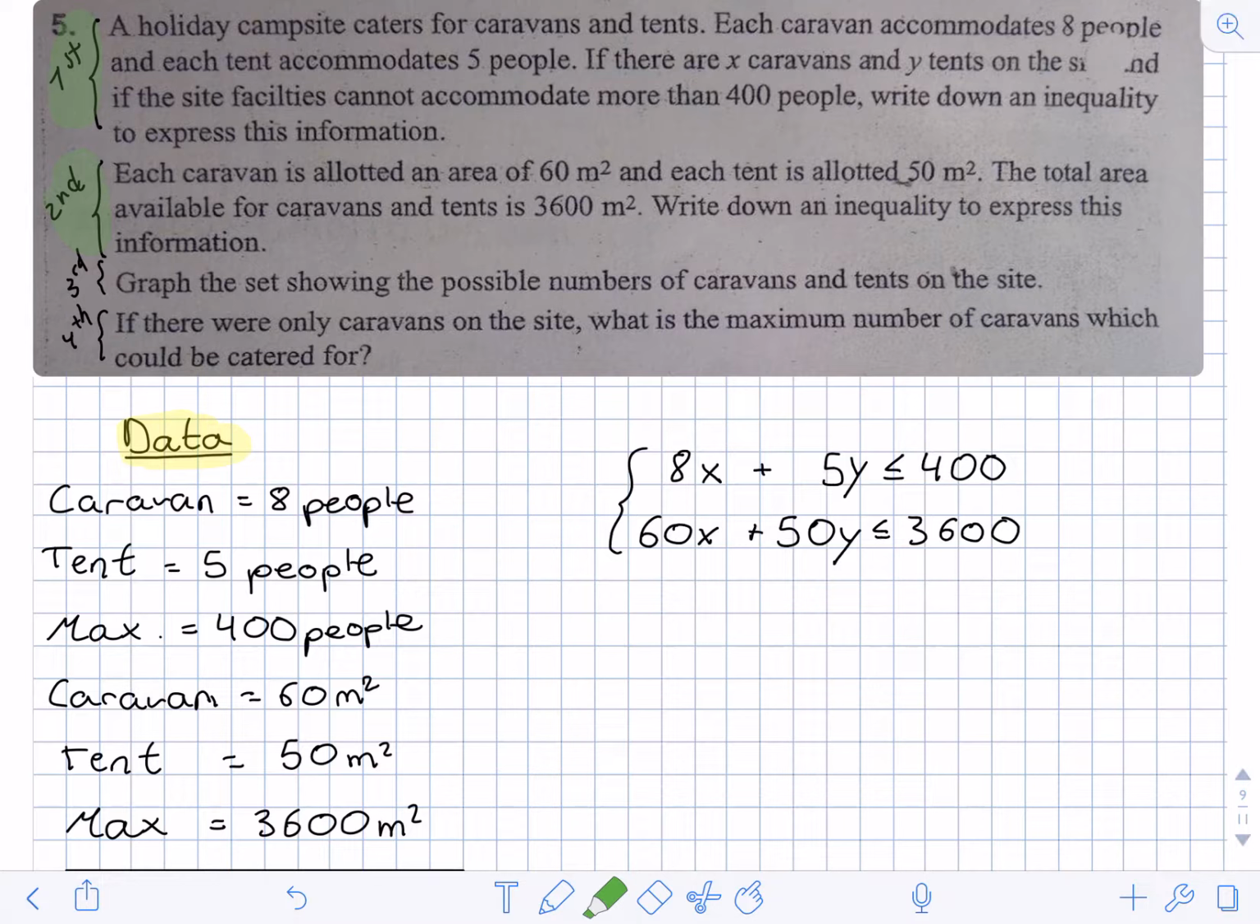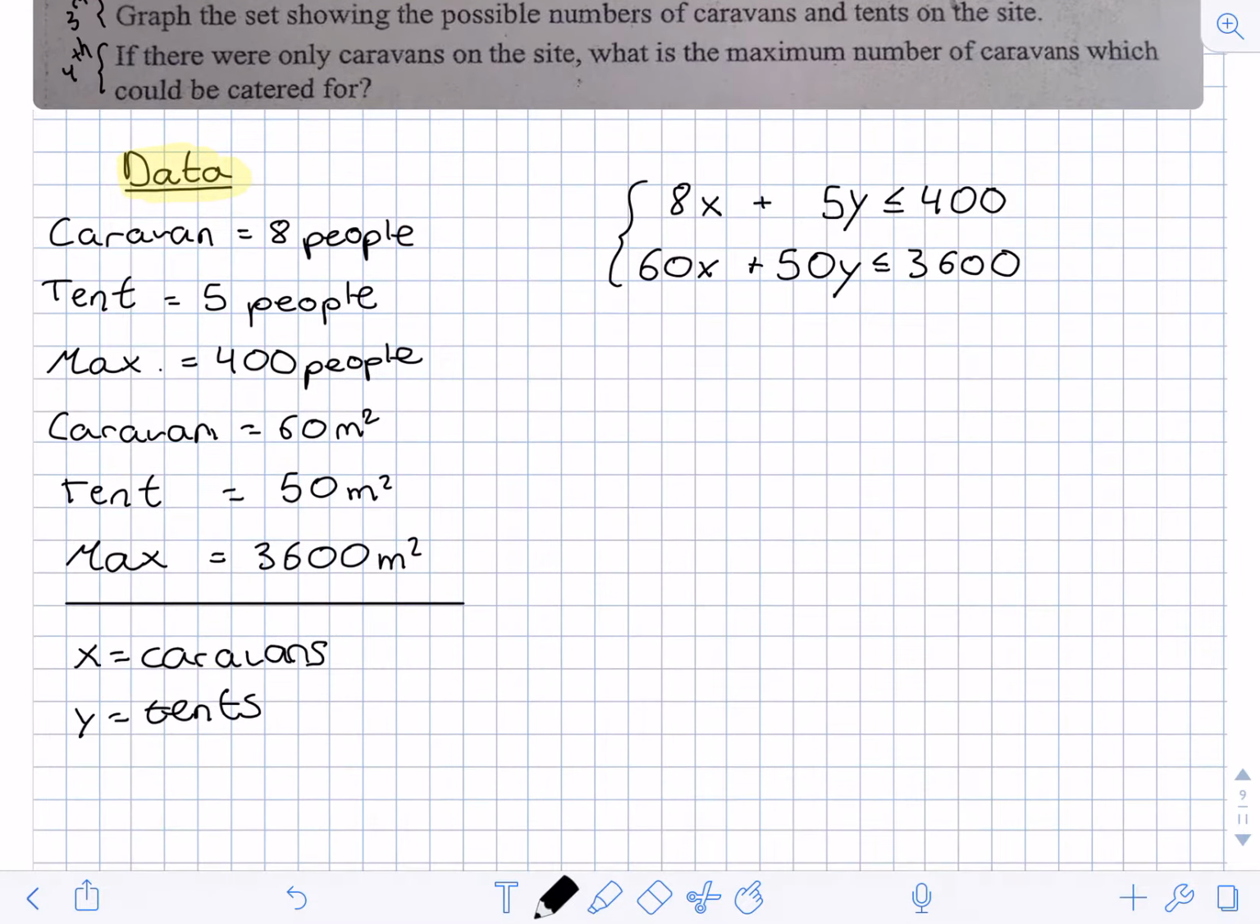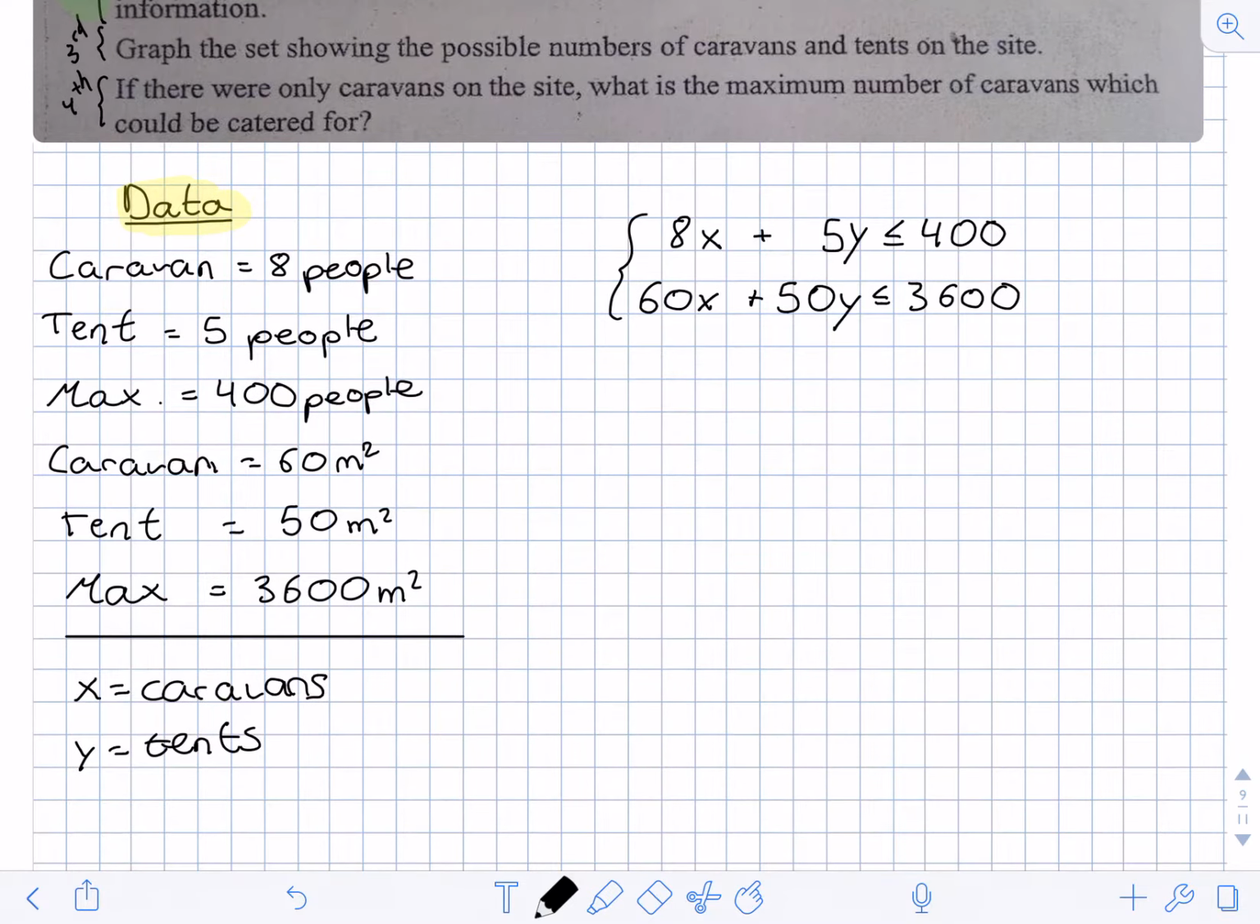So now it says third part, graph the set showing the possible number of caravans and tents on the site. So basically we're going to have to graph it. First thing we have to do to graph it is simplify. That's the first thing you have to do when you're going to graph it. Can you simplify any of the equations? Well, this one, you can't. So we're going to leave it as it is.